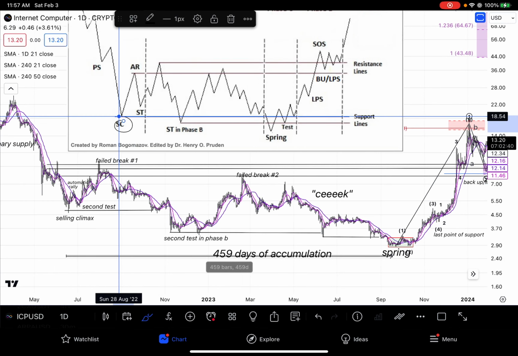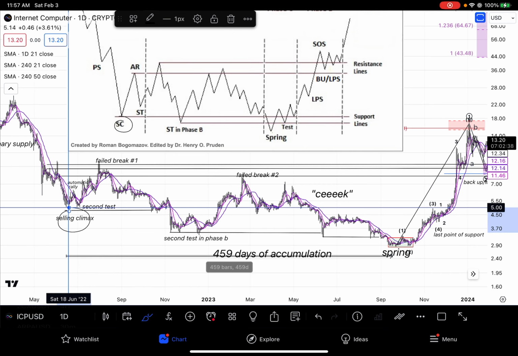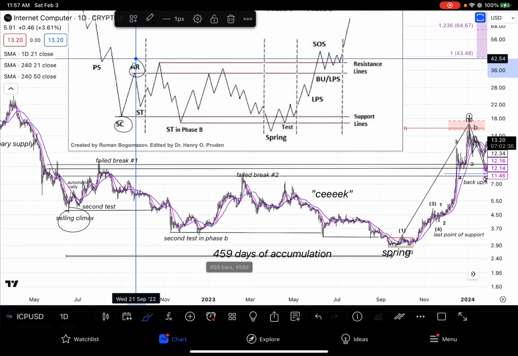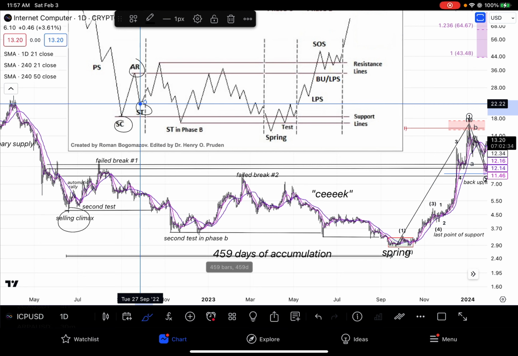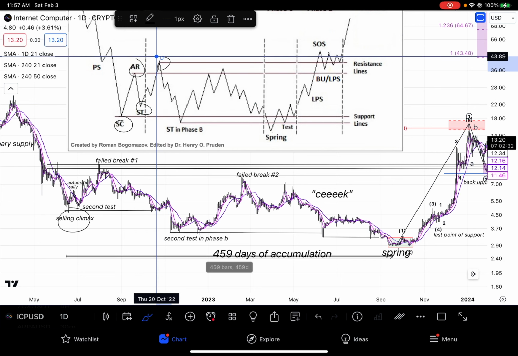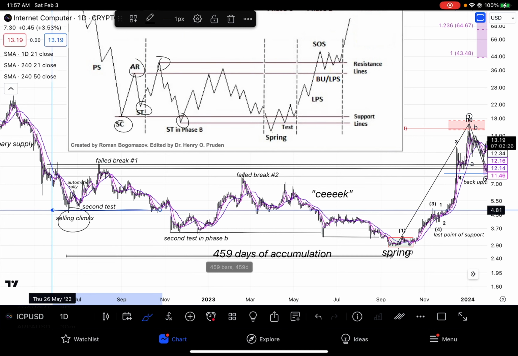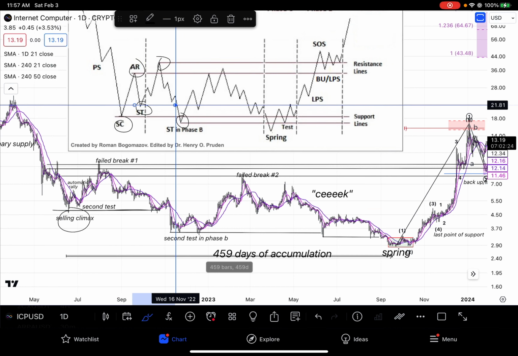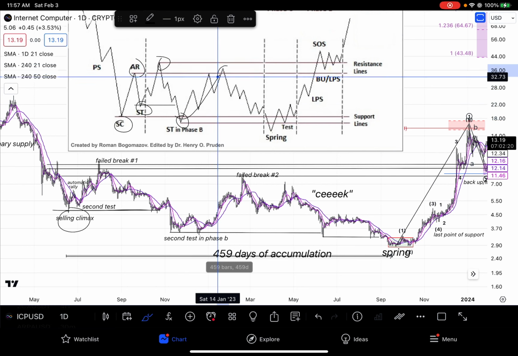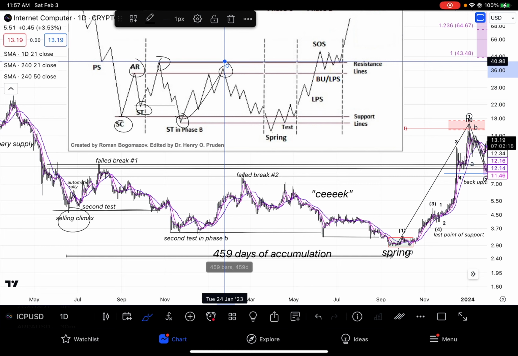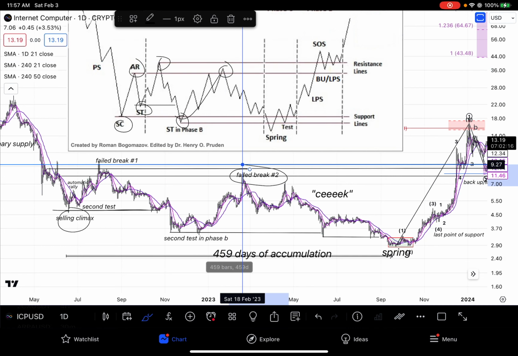Here's your selling climax. You have your automatic rally, your secondary test, and then your failed breakout. After your failed breakout, you have a secondary test in phase B going below this psychological support. After your secondary test in phase B, we come up to the top of the range for your failed break number 2.